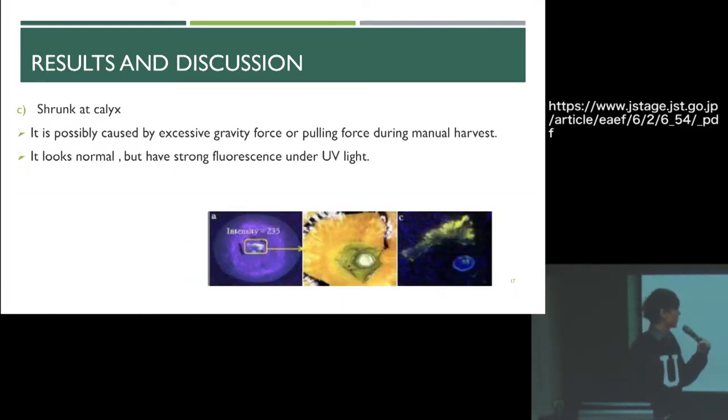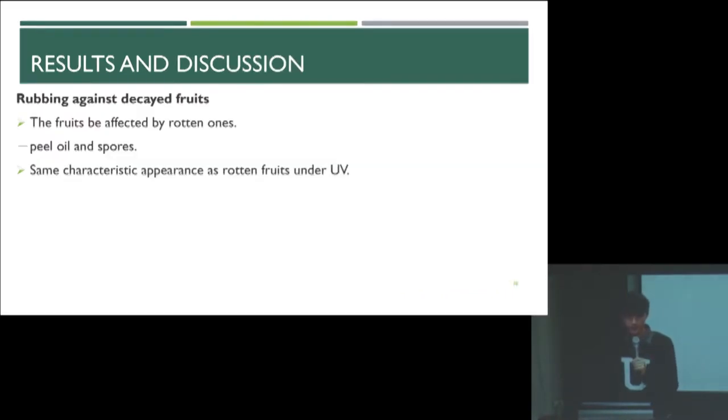And the third one is a shrunken calyx, and it is possibly caused by excessive gravity force or human force during the harvest. And it will look very normal. As you can see from figure B, it looks very normal and has no defect. But under the UV light, you can see it actually will fluoresce. So there must be some reason or defect inside the fruit.